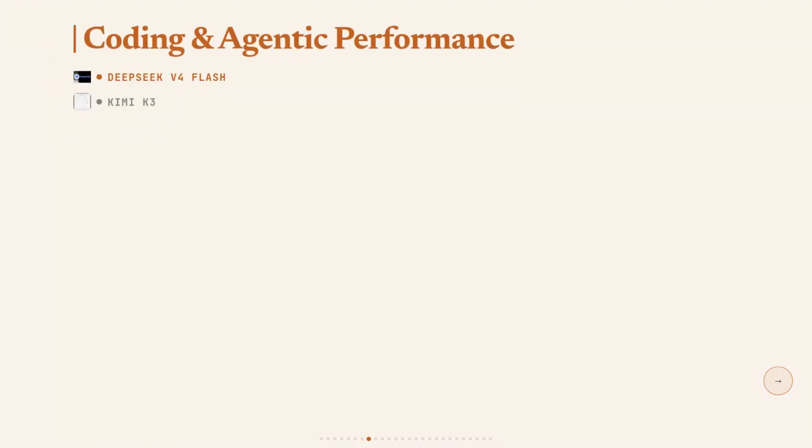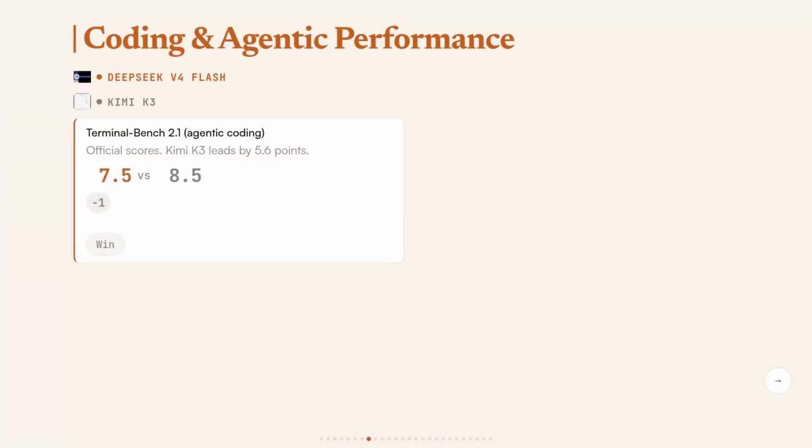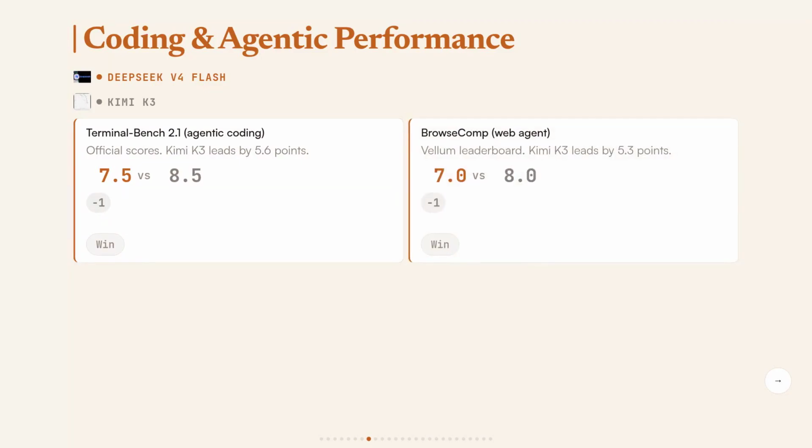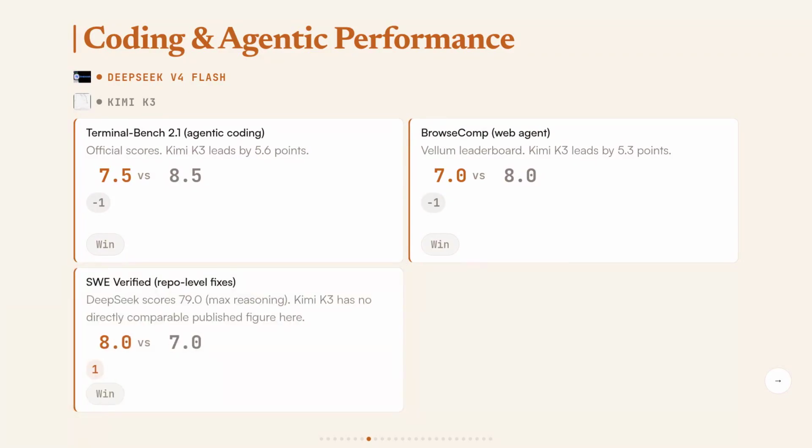On Terminal Bench 2.1, Kimi K3 scores 88.3 against DeepSeek V4 Flash's 82.7, a 5.6 point gap that clears GPT 5.6, Sol, and Claude Fable 5. On BrowseComp, Kimi K3 leads again at 91.2 versus 85.9. Flash does score 79.0 on SWE Verified, where Kimi K3 has no directly comparable published figure, so that one goes to Flash on the evidence available, but the agentic story is clearly Kimi's.